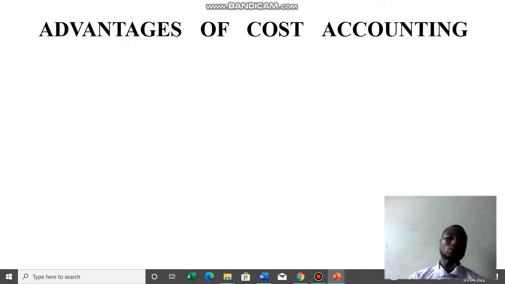So, what are the advantages of cost accounting? Some of the things that we discussed as functions might be coming up here again, but this time, it is a benefit associated with cost accounting. If you install a cost accounting system in the organization you operate, what are the benefits that you are going to get? One, cost accounting will help you to identify profitable and unprofitable products.